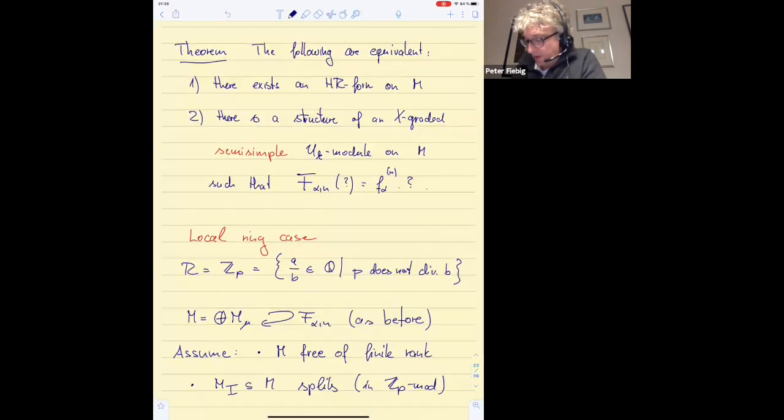So again, you have this graded space with these operators F alpha n. But now in the local ring case, there's one additional assumption on this data that is quite important for what I'm going to tell you, namely that these subspaces M_I are actually direct summands in the category of modules, so that these inclusions split. Again, M is free of finite rank, which is probably not such an important thing, but I'll say something a little later on about that.